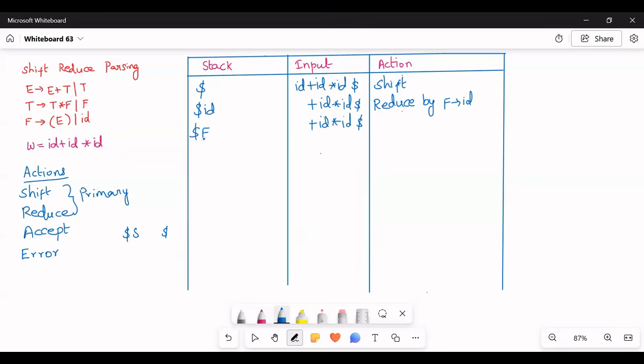Then F, we need to check whether F is a handle or not. Yes, F is a handle, so it is reduced to T. So the next action is also a reduce action. Reduce by T tends to F. So this F must be replaced by the left hand side of the production, T. No change in the input buffer.